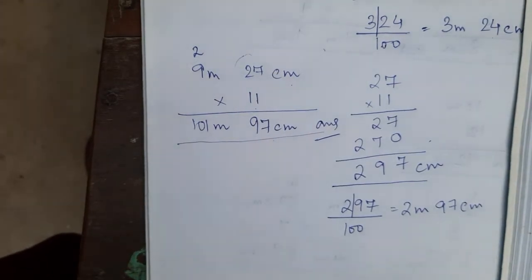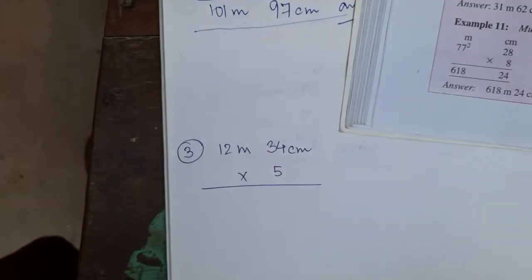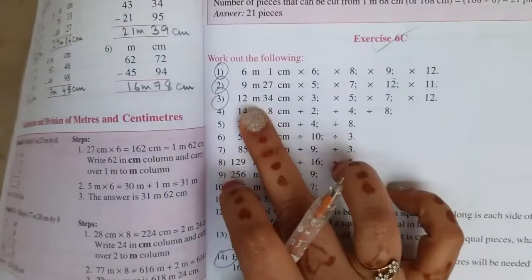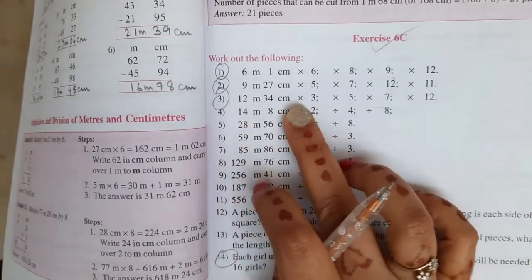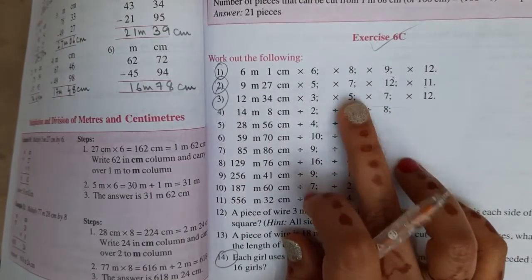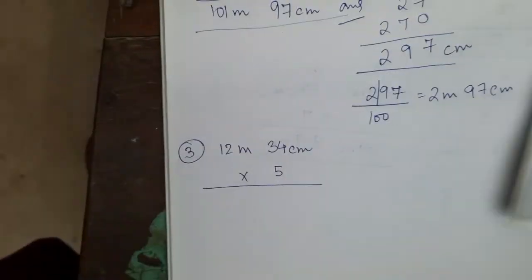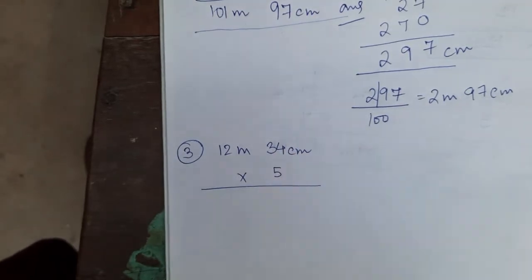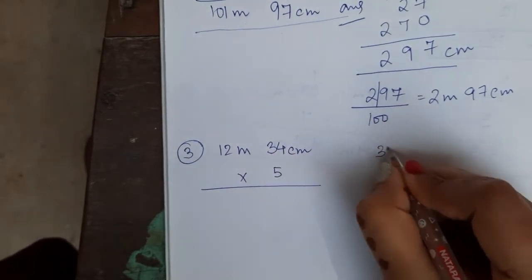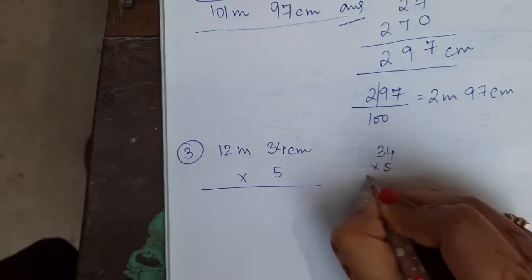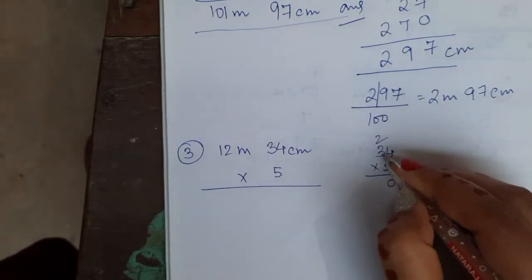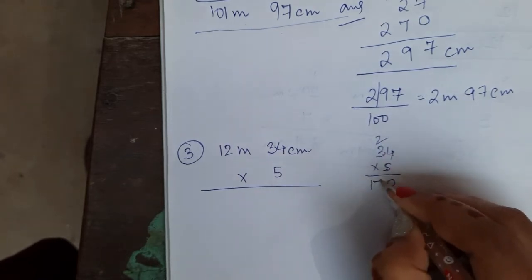Alright. Now let's do one more sum. Now let's do question number 3 from your book. This question. 12 meter 34 centimeter into 5. Let's try one single digit number. What are we going to do? We are going to do it separately here. 34 into 5. 5 4s are 20, 5 3s are 15, 16, 17.